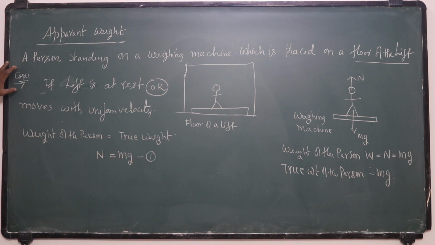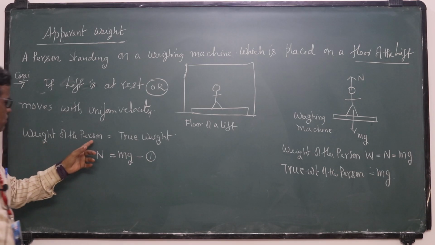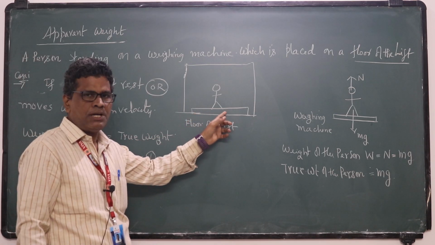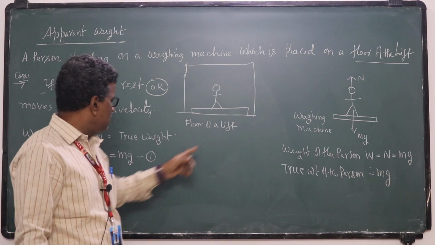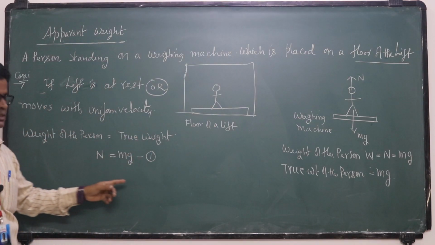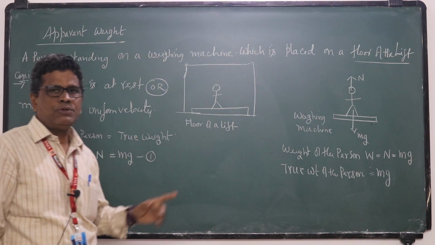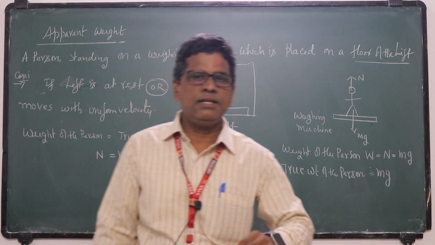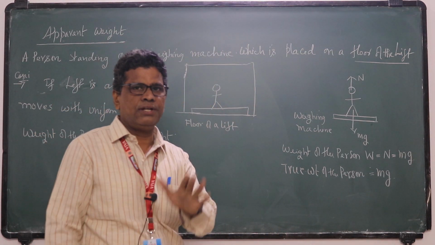So this is case 1. What is case 1? The lift is at rest or moves with uniform velocity. Then the weight of the person shown by this weighing machine is equal to the true weight of the person. Suppose he weighs 50 kgs, then it will show 50 kgs. There is no difference.